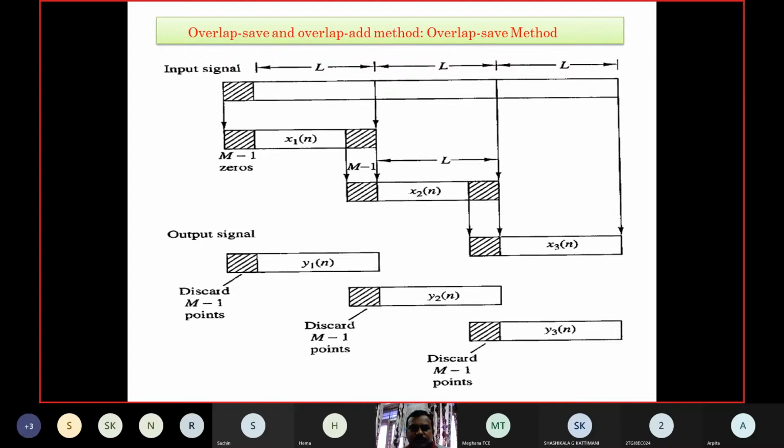The results of the convolution are different outputs: y1, y2, and y3. At the end, we merge all y blocks by discarding the initial M minus 1 bits. The first M minus 1 from each y we discard. The merging of all the remaining bits is the final answer. We have solved a problem on this one.